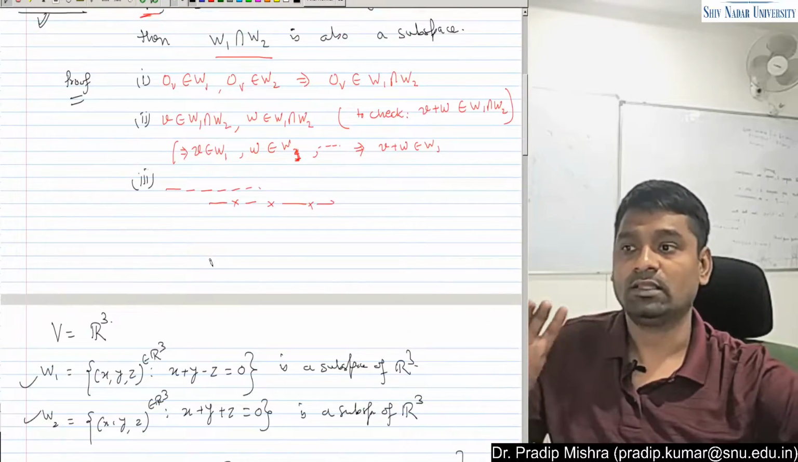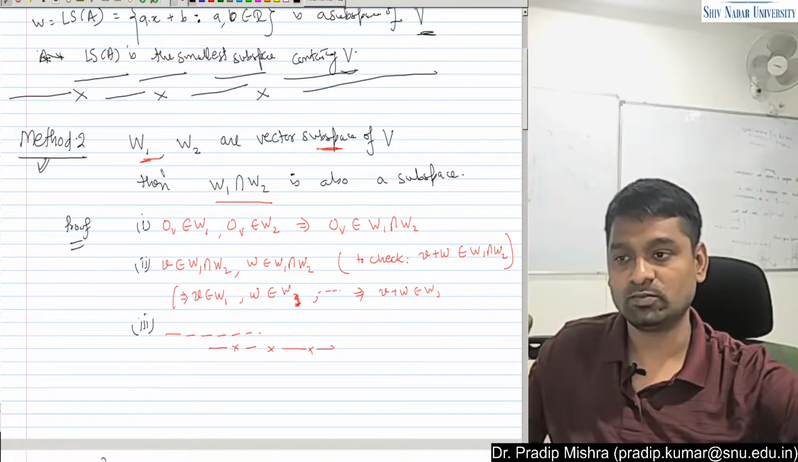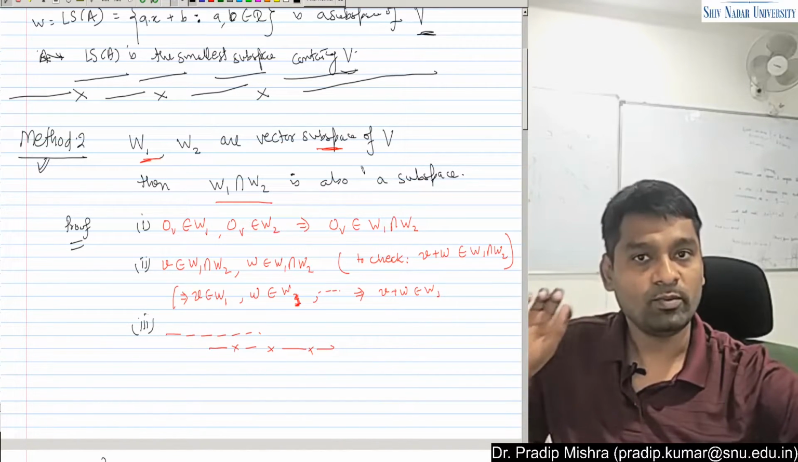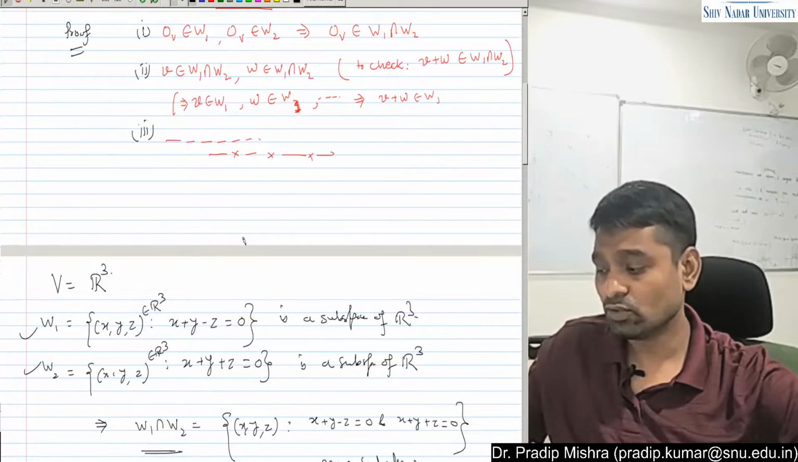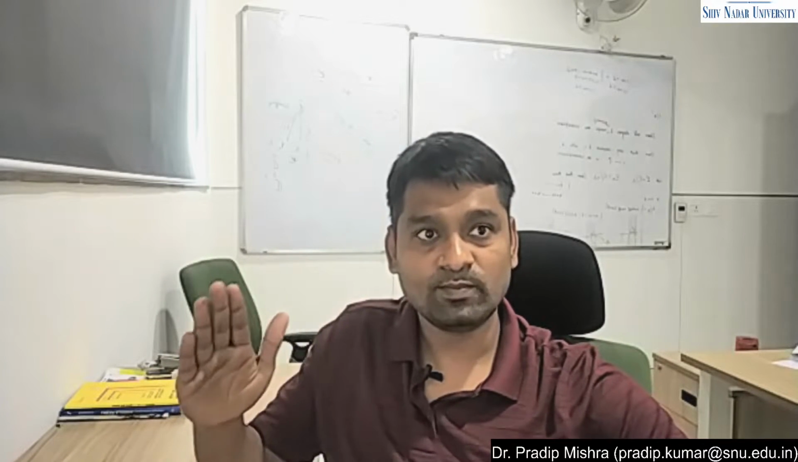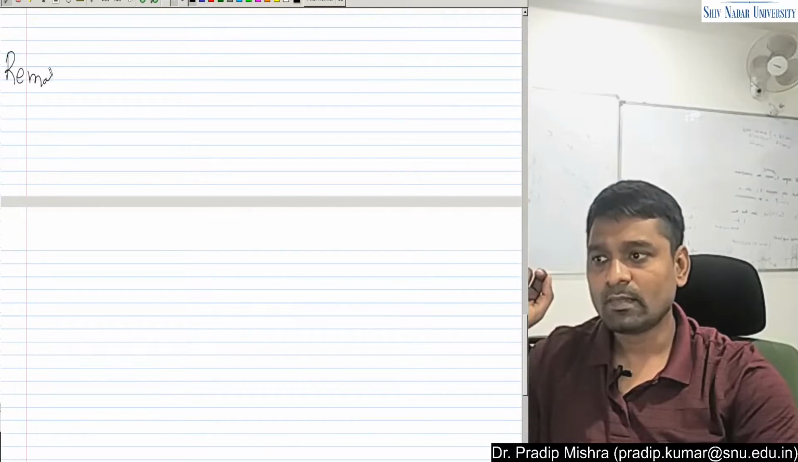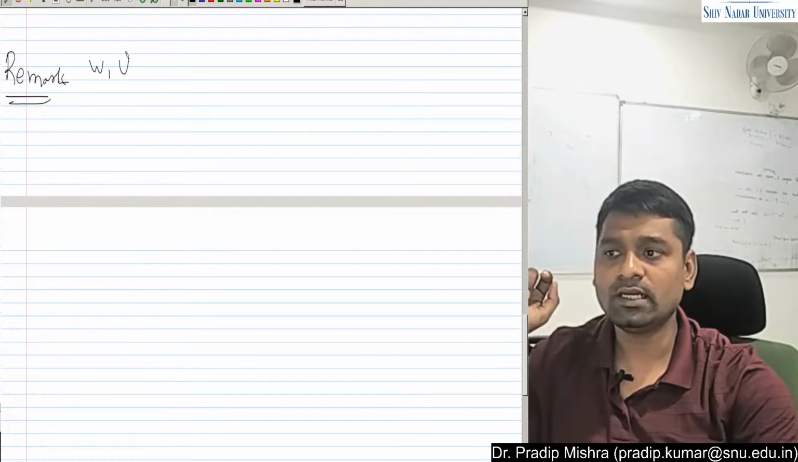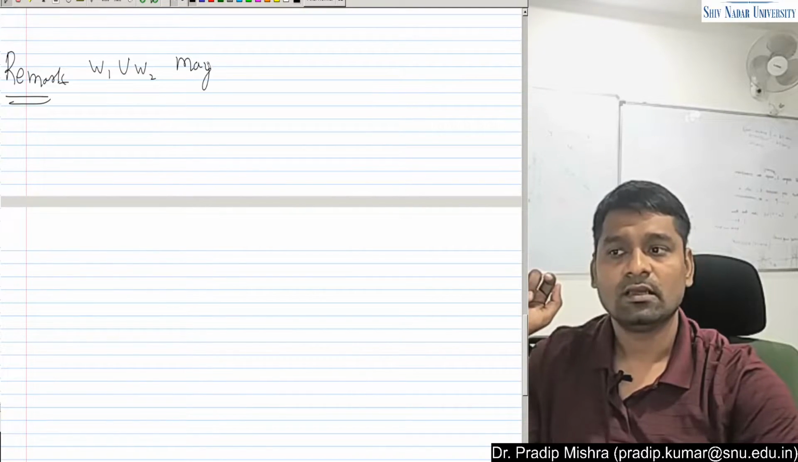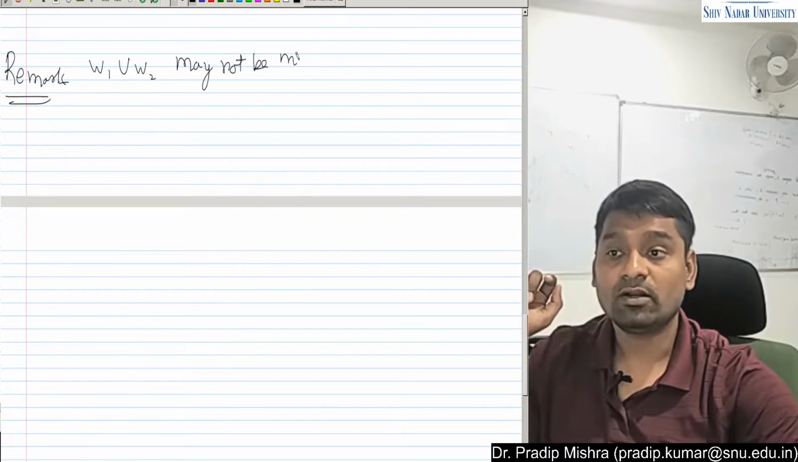Overall, theoretically we know that if W1 is a subspace and W2 is a subspace, then W1 intersection W2 is a subspace. You may pause the video for a while and check what we did till now. We were trying to find subspaces of a given vector space. If you have a vector space, one method is to find subspaces using the LS, and the other method we just discussed is that if you have two subspaces, their intersection will also be a subspace. One more remark: W1 union W2 may not be a subspace.